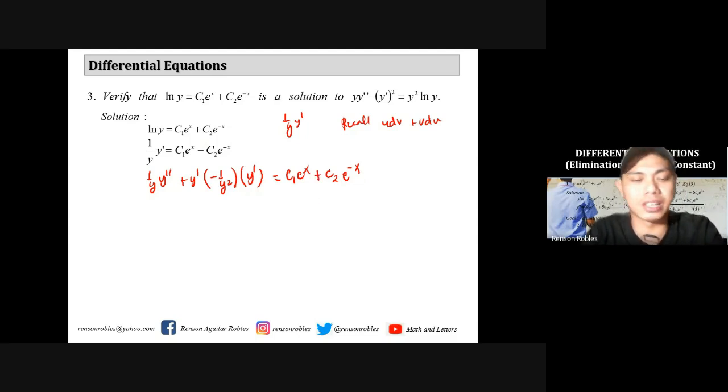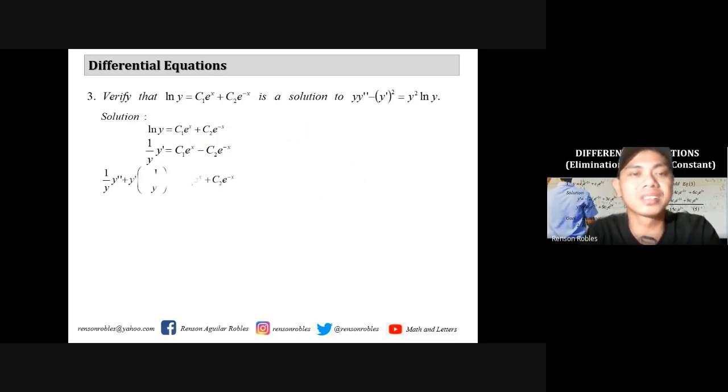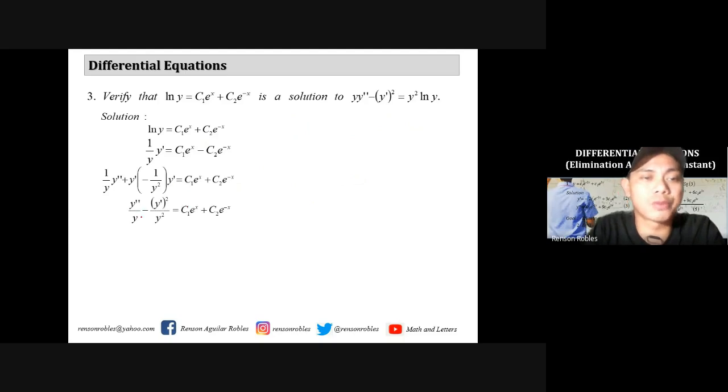Okay, so we shall now have 1 over y double prime, plus y prime times negative 1 over y squared y prime equals c sub 1 e to the x plus c sub 2 e to the negative x. Or this can now be written as y double prime over y, then this is plus, this is minus, so that's minus y prime times y prime, that's y prime squared all over y squared equals the right side.